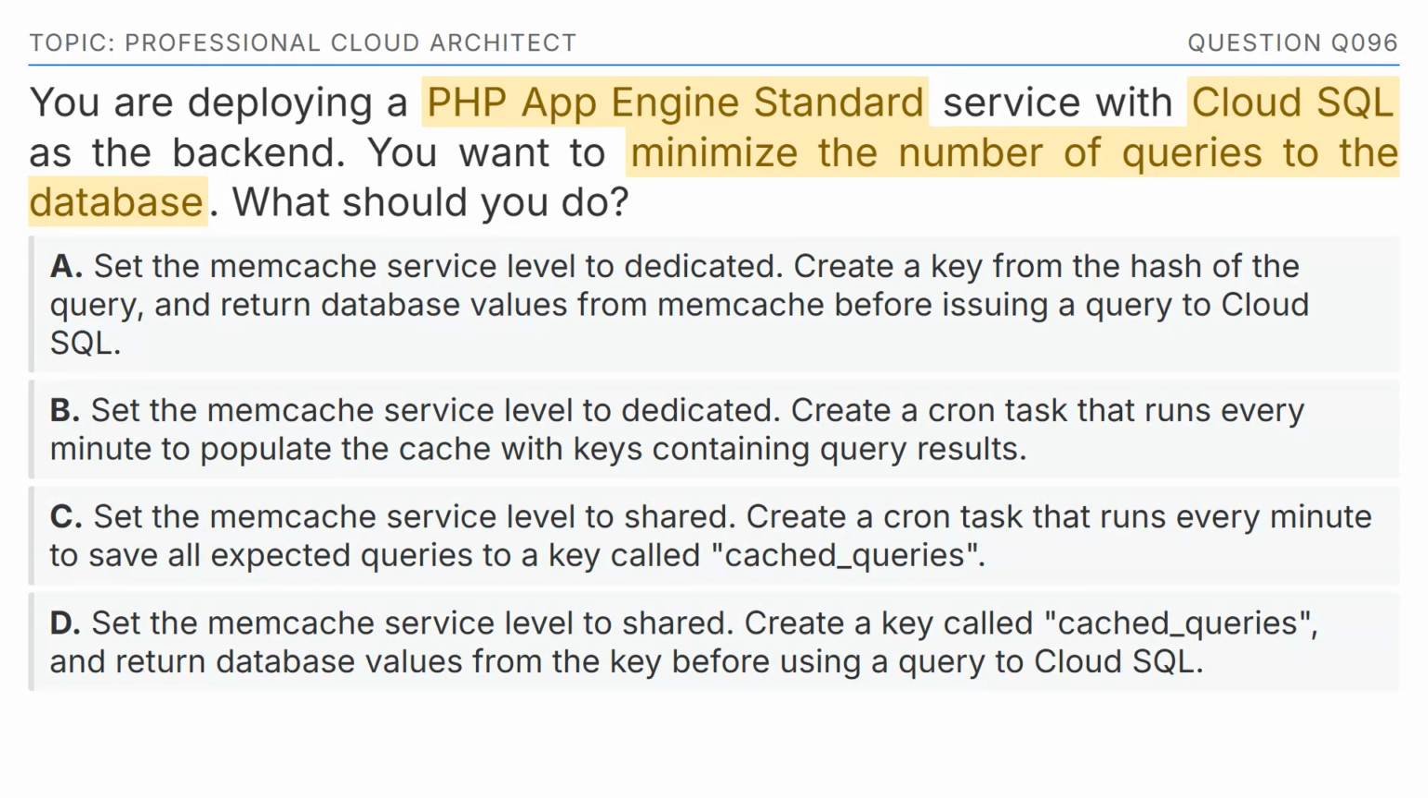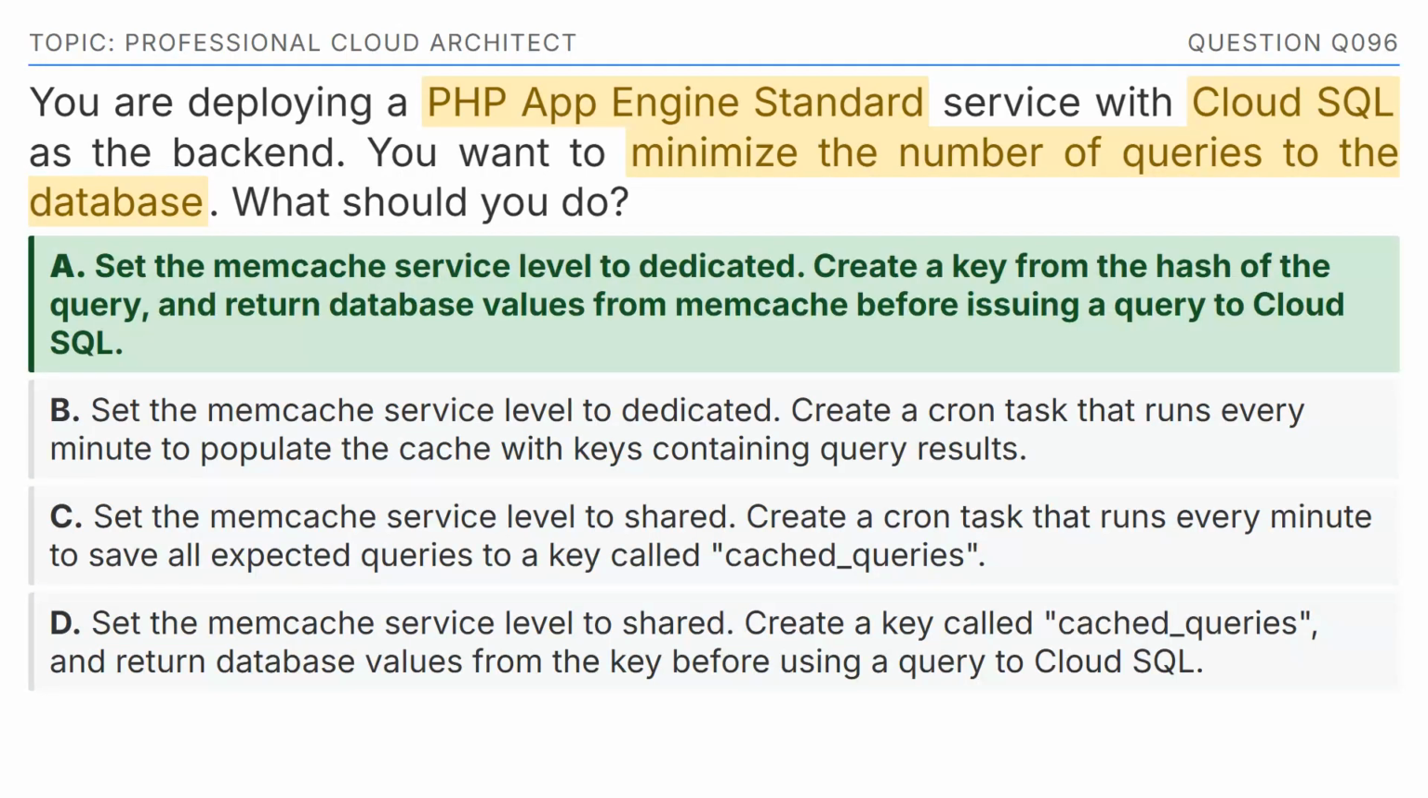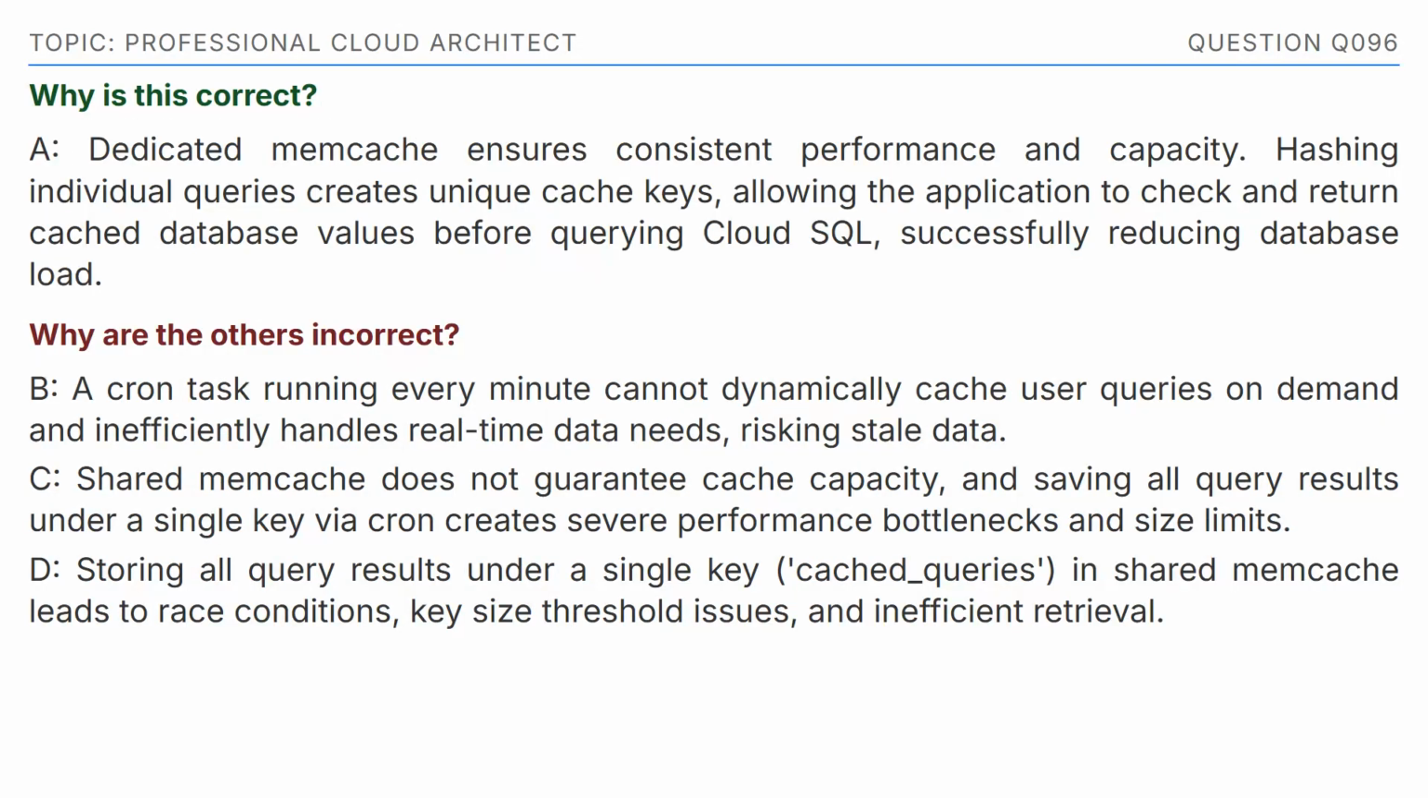To arrive at the correct answer, we focus on the keywords PHP App Engine Standard, Cloud SQL, minimize the number of queries to the database. The correct answer is option A, set the Memcached service level to dedicated. Create a key from the hash of the query, and return database values from Memcached before issuing a query to Cloud SQL. Why is this correct?